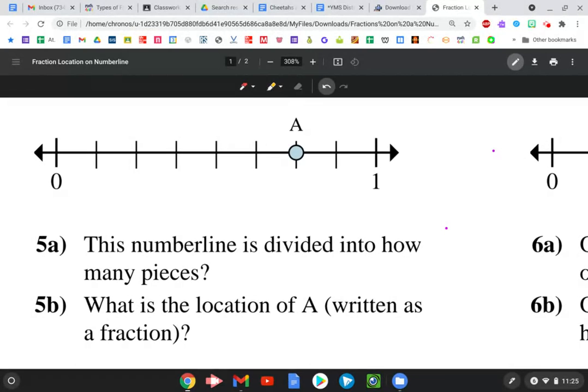Today's learning target is I can place fractions on a number line. And this provides us continued practice in understanding how fractions work, what fractions represent, and how we can compare them. All right, let's get to work.